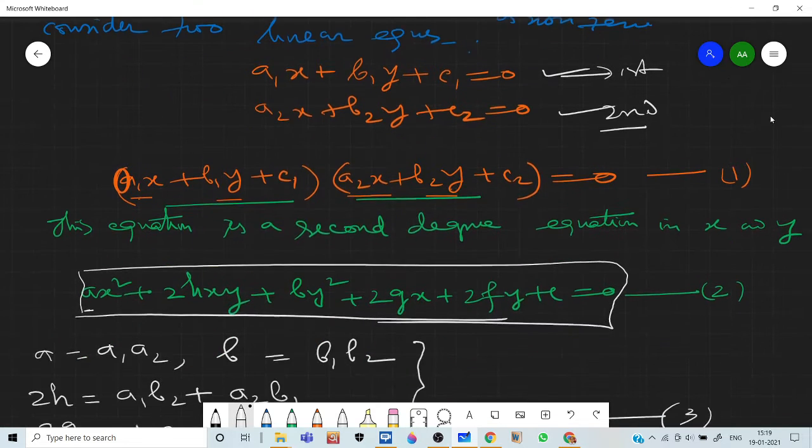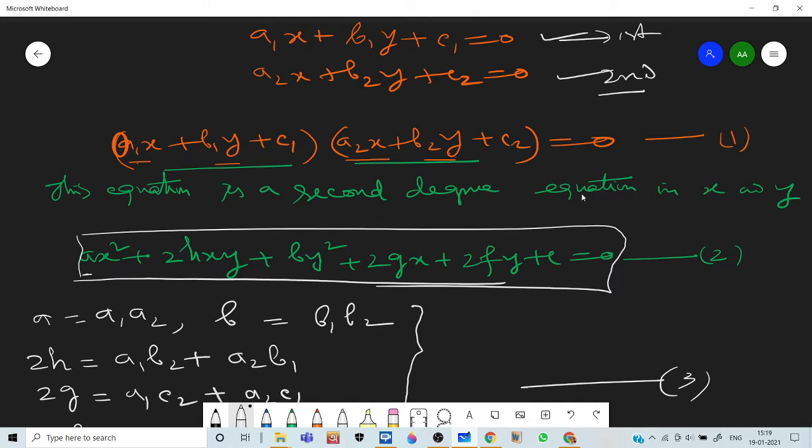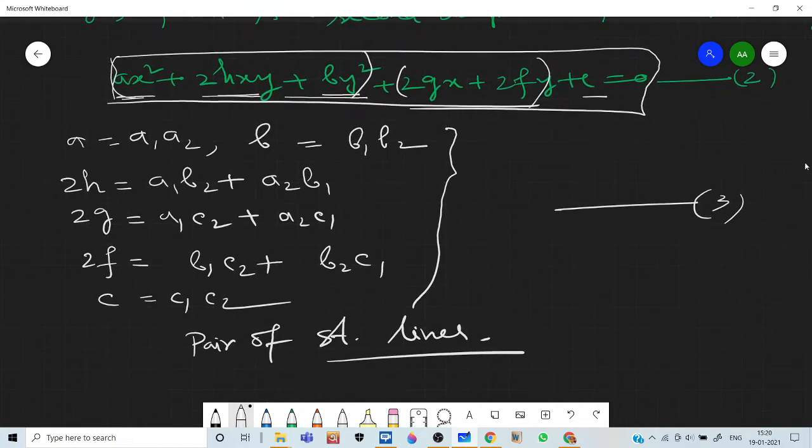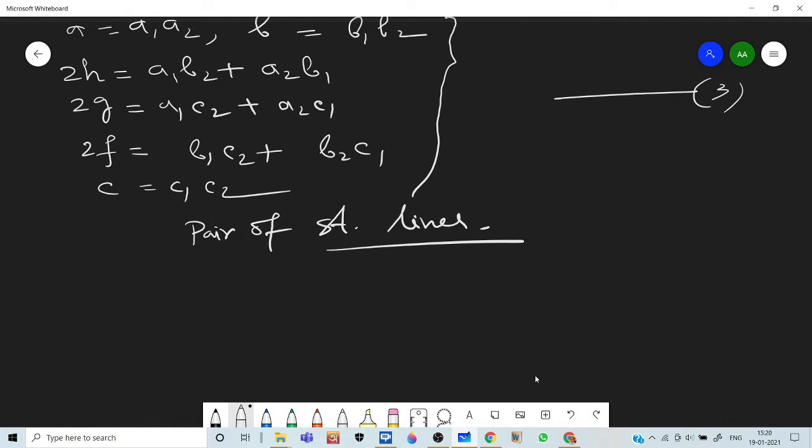Consider the general second degree homogeneous equation. Homogeneous means all terms are of the same type. If you collect the second degree terms ax square + 2hxy + by square and set them equal to zero, you get the homogeneous second degree term. The first degree terms are 2gx and 2fy, and c is the constant term. So if we collect only these second degree terms, it is called the homogeneous second degree equation.